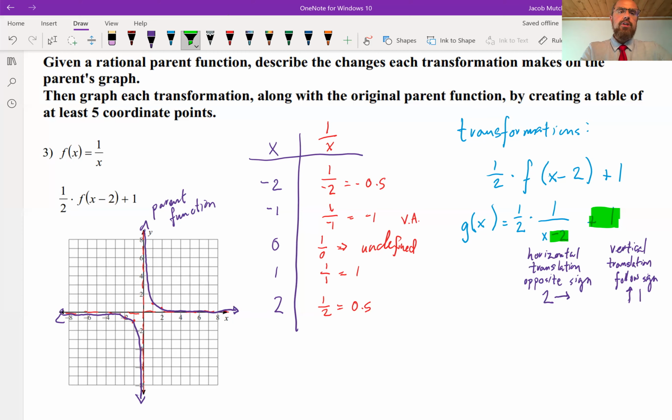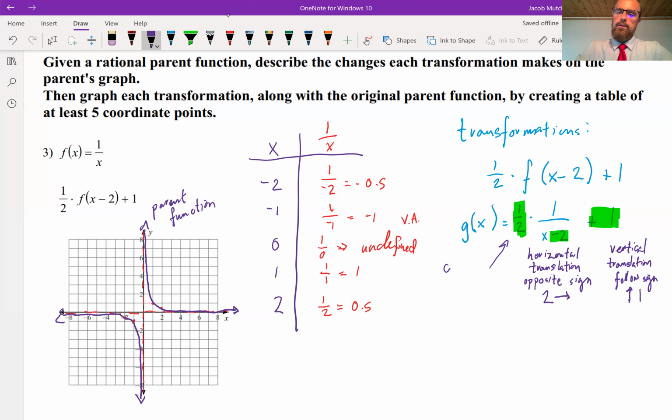The last change I see here is that we've been multiplied by a factor of half. Now, that factor has the potential to do one of two things to a graph. It can either shrink it down vertically, and that's the case that we're seeing with this half.